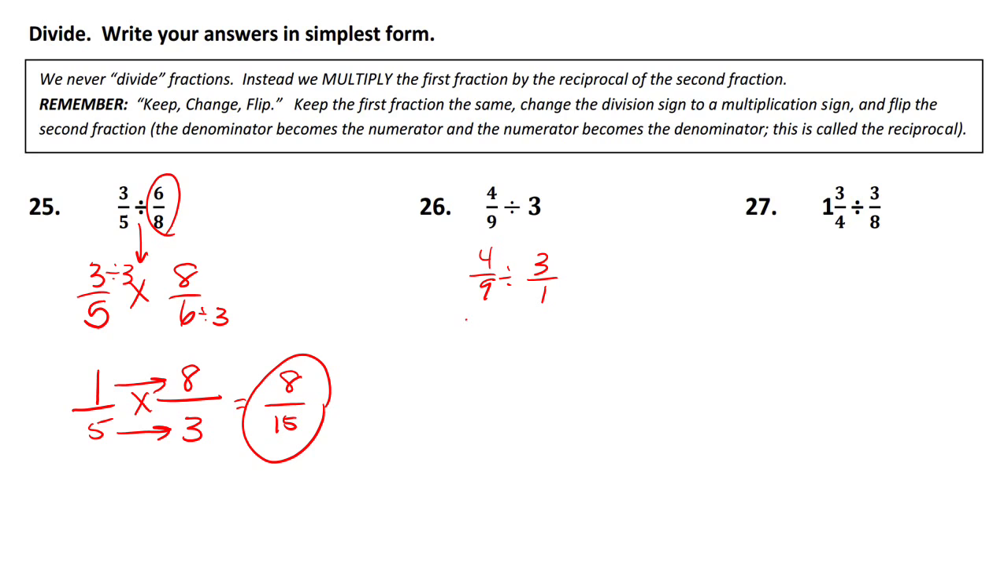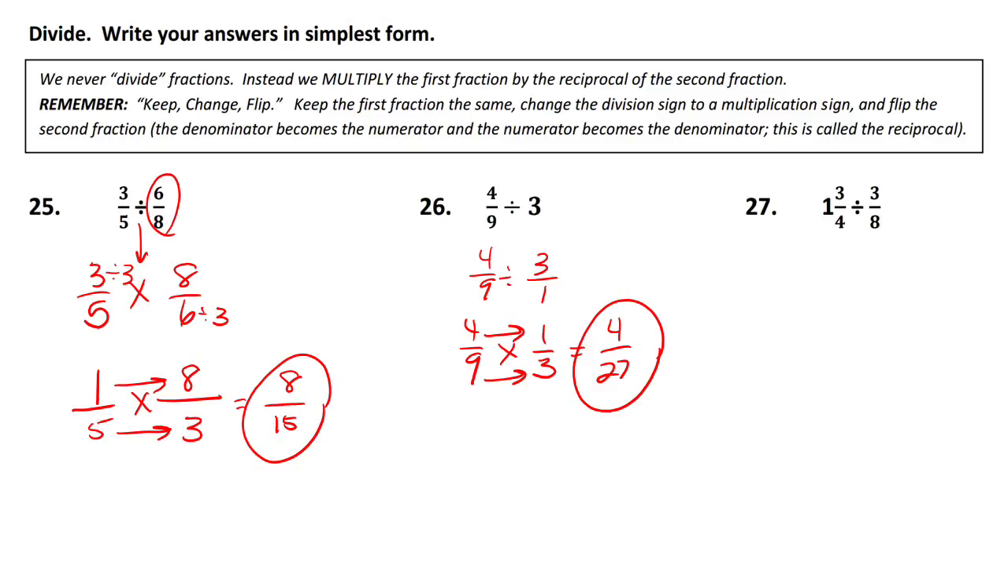Now we keep our first fraction, we flip our second fraction, and then we multiply. So we know that we can't cross simplify anything. So let's multiply our numerators, multiply our denominators to get 4/27.